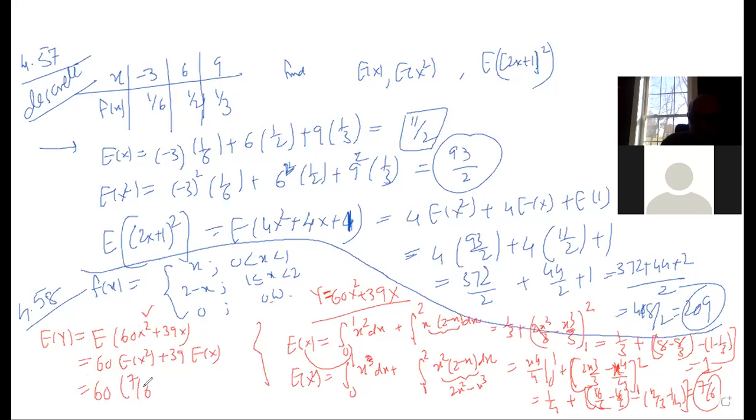E(X²) is equal to 7 by 6 plus 39, and E(X) is equal to 1. Whatever you are getting, that is your answer. So this way you can go for the continuous random variable too.